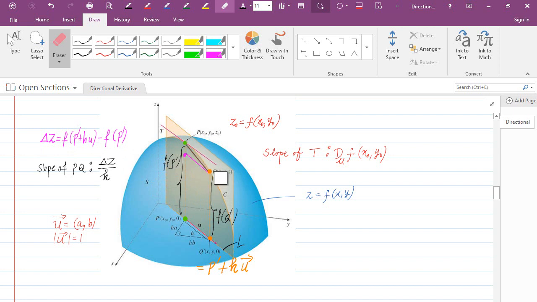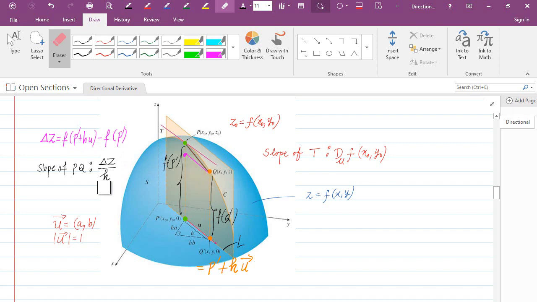Now what is the height of Q? Well, the height of Q is basically f of Q prime, where Q prime is the same as this. So the height of Q is f of P prime plus hu, and f of P prime is the height of P. So f of P prime right here. So this is the change in height from P to Q.